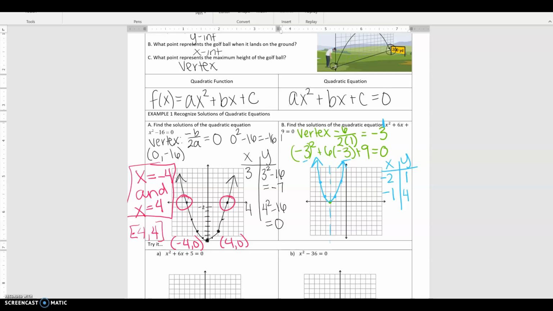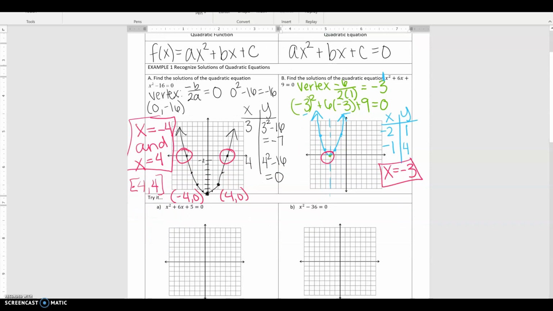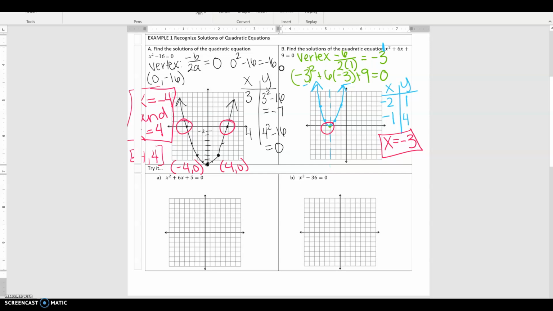Where's our solution here? Well, just right there. Our solution would be x equals negative 3. And that would be our solution. So keeping those two in mind, go ahead and pause the video and give those two a try.